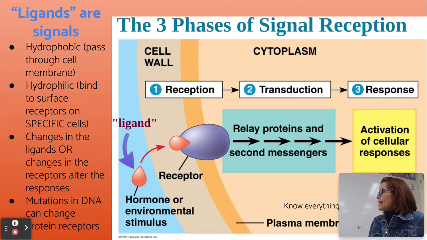All right, and then it says changes in the ligands, so the guitar picks, or changes in the receptors, the purple proteins, alter the responses. So what would cause changes? Well, the easiest one is mutations in DNA. Mutations in DNA are going to change the shape of the protein, and so then that cellular response, the signal pathway, is going to get screwed up.